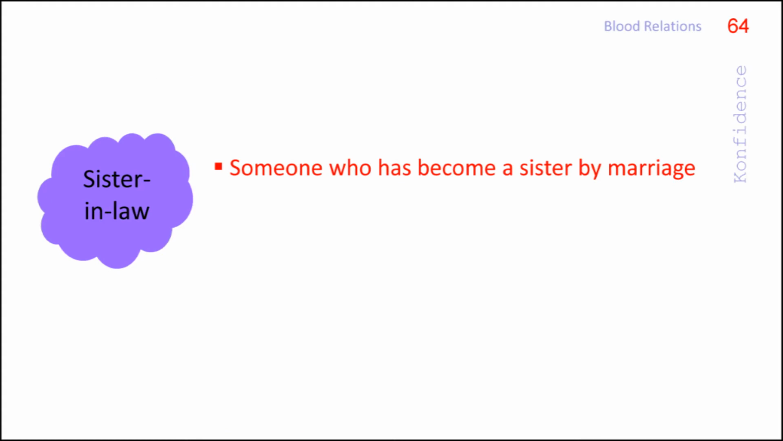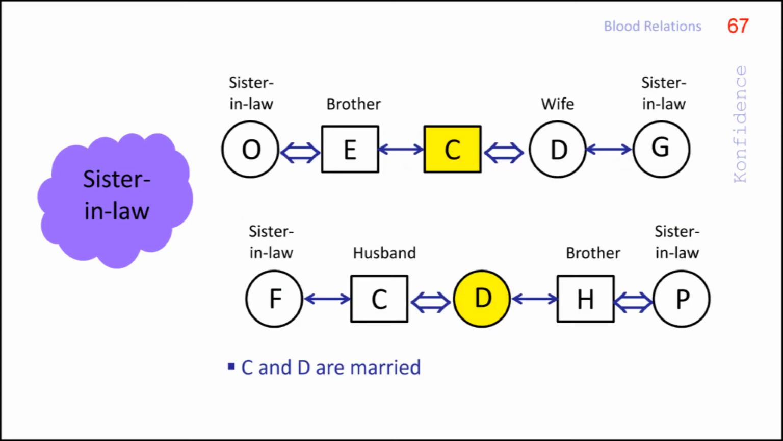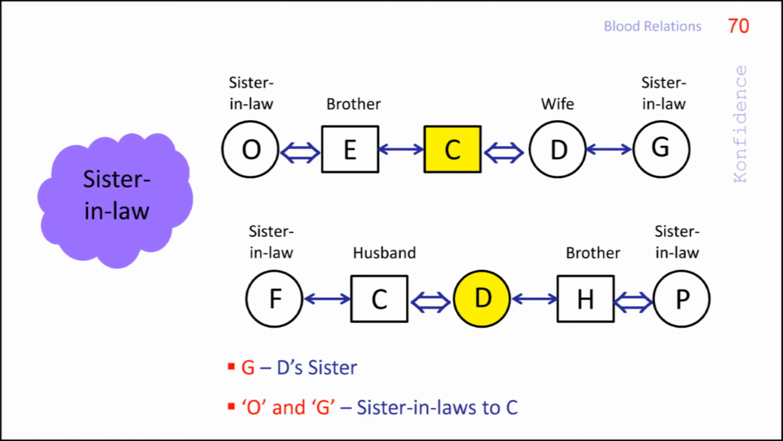A sister-in-law is someone who has become a sister by marriage. The sister of one's spouse and the wife of one's brother are sister-in-laws. Spouse means husband or wife, as the case may be. Look at the diagram on the top. C and D are married to each other. E is C's brother and he is married to O. G is D's sister. Here, from C's viewpoint, O and G are both sister-in-laws. Remember, the wife of one's brother and the sister of one's spouse are called sister-in-laws.